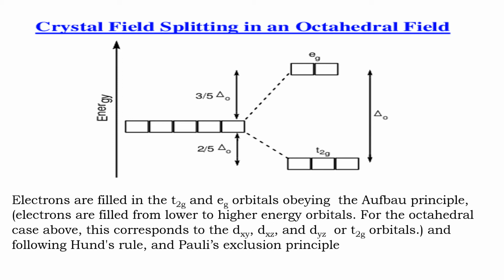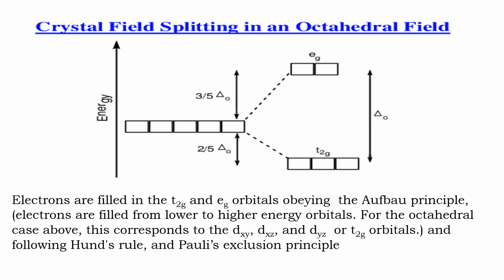So we have seen the crystal field splitting in an octahedral field. This is the energy diagram, or the crystal field splitting diagram, for an octahedral field. Now we are going to enter electrons into these orbitals. When electrons are entered into t2g or eg orbitals, it should follow the Aufbau principle. What is the Aufbau principle? Electrons are entered into the orbitals in the increasing order of their energy. That means the first electron will go to the lowest energy orbitals.